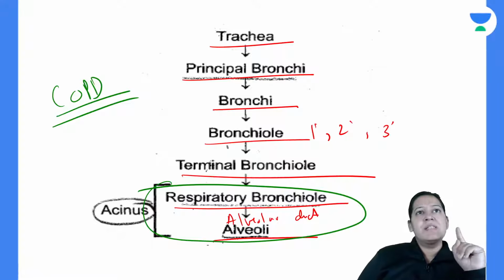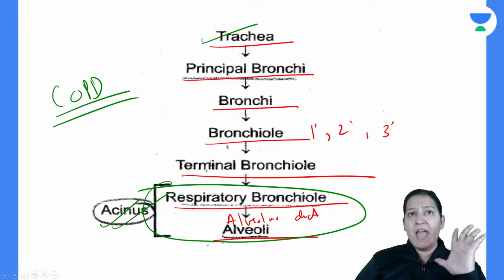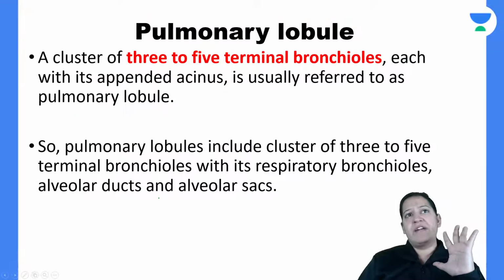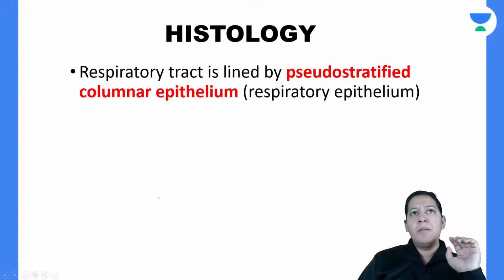Some COPDs are the diseases of trachea. Some COPDs are the diseases of acinus. So they have different levels. If you understood this, just a second, let me come to the histology.